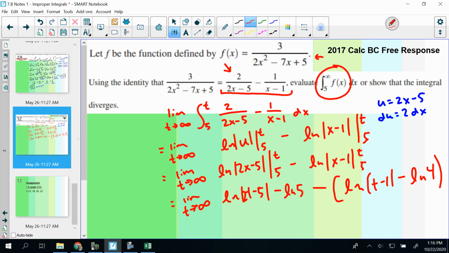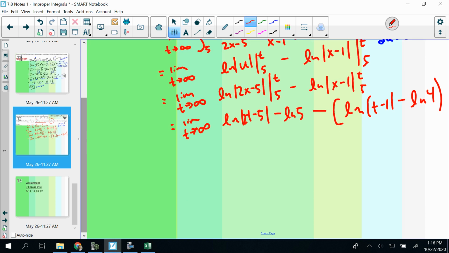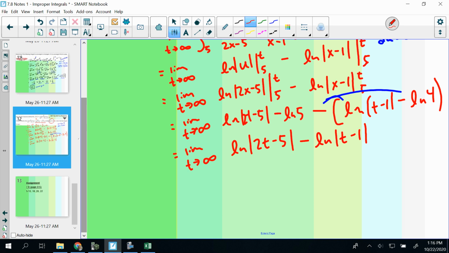All right, so now we got a little bit of simplifying we're going to need to do on this. First, let's distribute that. I'm going to kind of put these two together. So we got this natural log of 2t minus 5. And we also got this, I'm going to put this one next with the natural log of t minus 1. And then we also have this plus natural log of 4 and the minus natural log of 5.